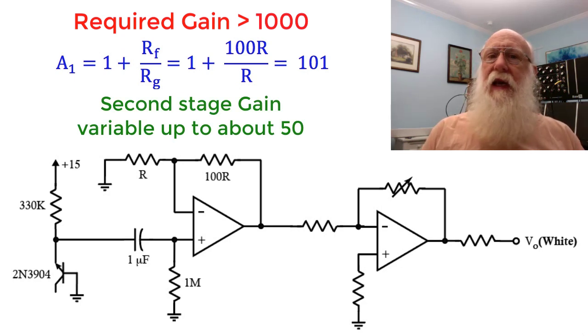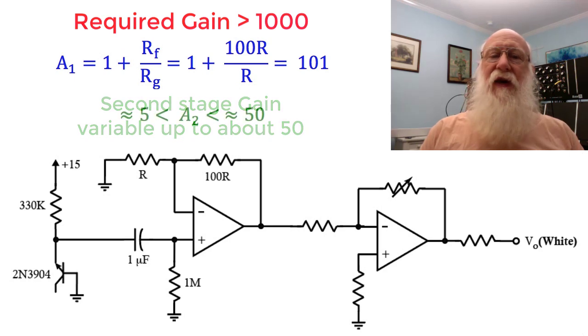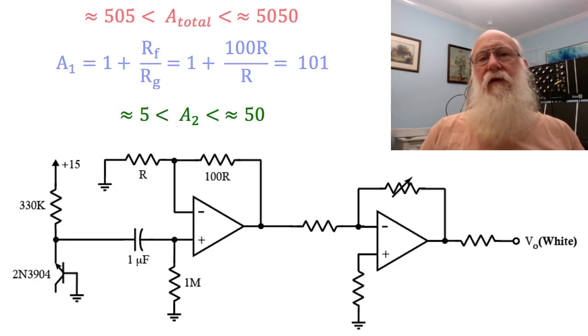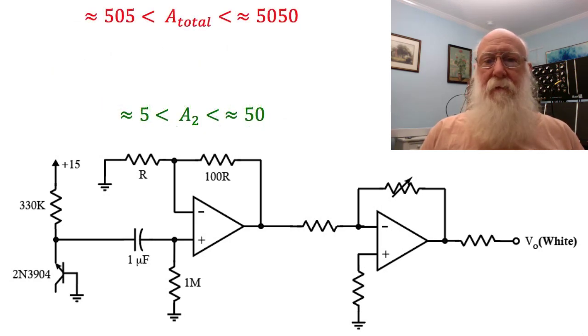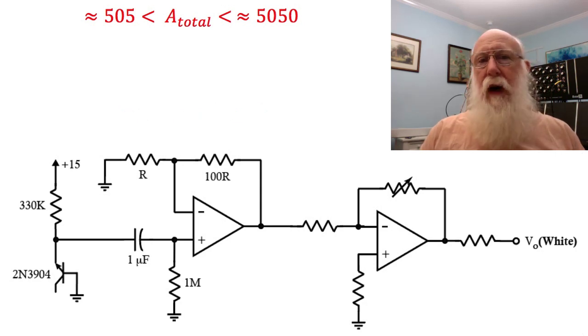Now, we will have to make one of these gain stages variable because the individual transistors are going to vary in how much noise they generate. So I'm going to set the second stage up to have a gain between 5 and 50, which would give us an overall gain of 5,000. I have found that with modern 2N3904s, which seem to be very, very uniform in the amount of noise they generate, that this is sufficient range to get our 5-volt signal.